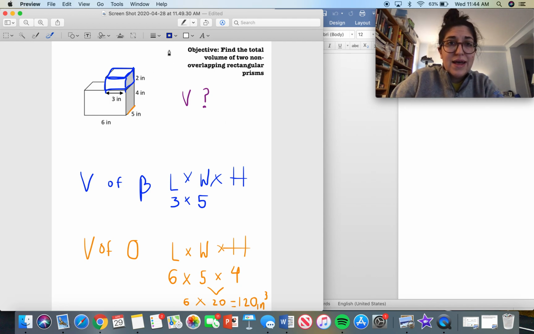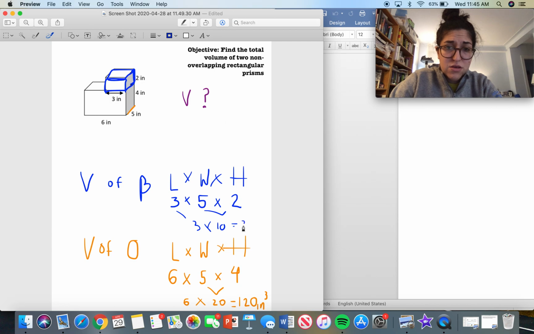And now when we look at the height of the blue, I can see that this 2 is just from the bottom of the blue to the top, that's the height of the blue. And so that height would be 2. And I can do 2 times 5 is 10, times 3 is 30 inches squared. Inches cubed, excuse me. So now I found the volume of the blue one, 30.